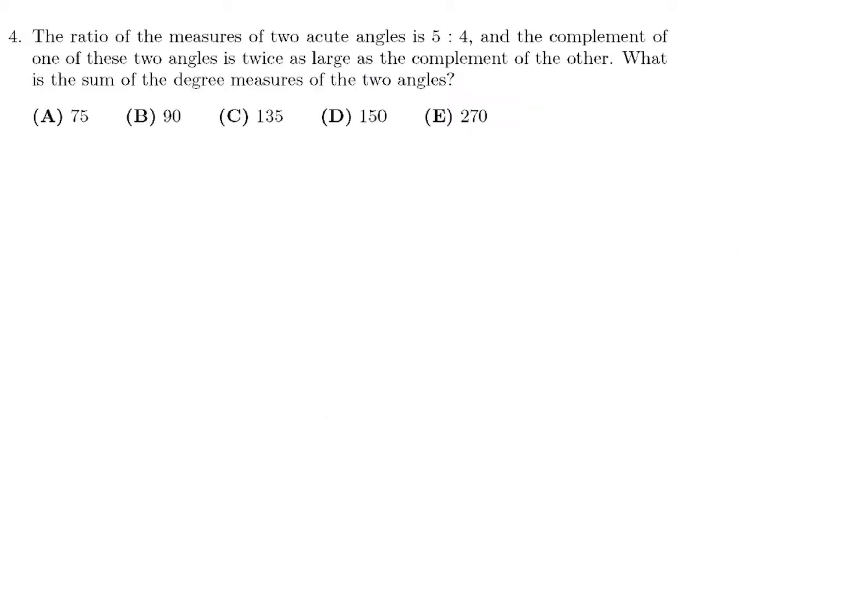The ratio of the measures of two acute angles is 5 to 4. The complement of one of these two angles is twice as large as the complement of the other angle. What is the sum of the degree measures of the two angles?